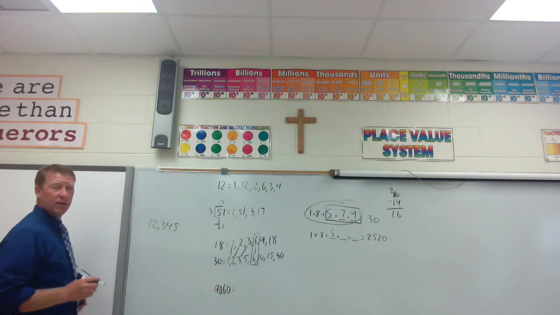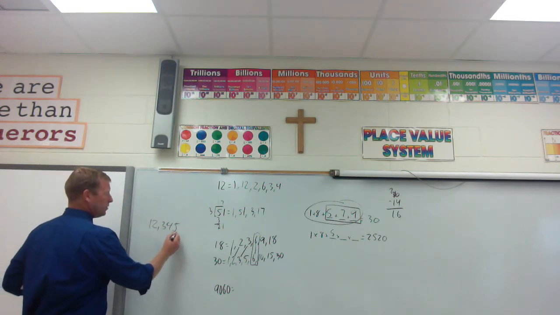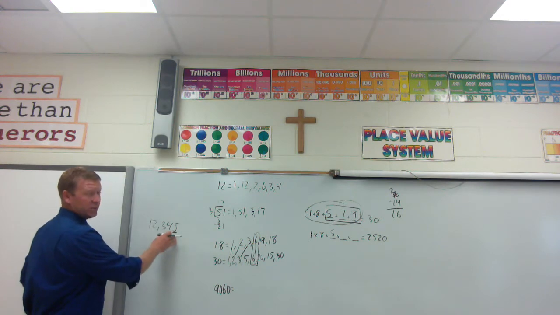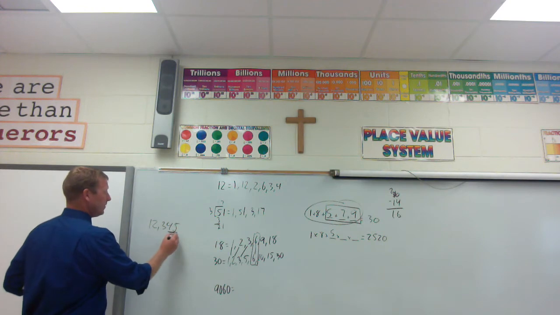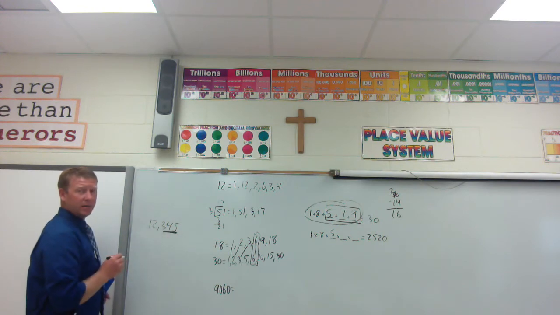12,345. So what they're saying is, to see if it's divisible by 2, you just look at the last digit. To see if it's divisible by 4, you look at the last 2. To see if it's divisible by 8, you look at the last 3.